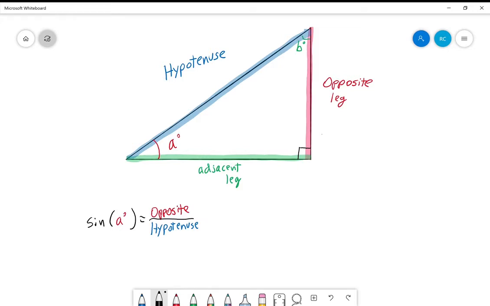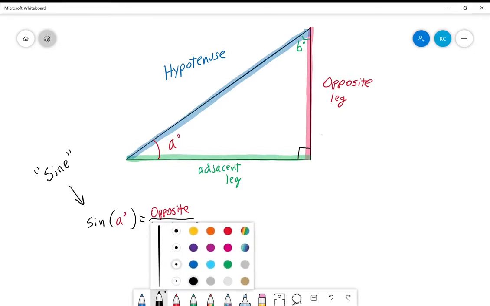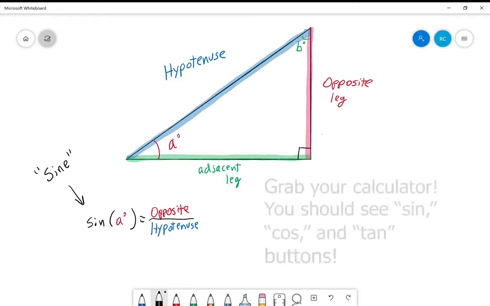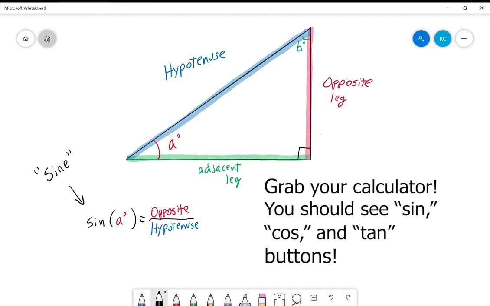Sine of A degrees. You have to note this angle because, of course, if we were looking at angle B, then suddenly this is opposite and this is adjacent, right? From angle B, the opposite and the adjacent switch places, but the hypotenuse, of course, stays the hypotenuse. This, by the way, is actually spelled sine. It's not a sin. There's nothing evil about it. And we will be able to find this using a calculator.